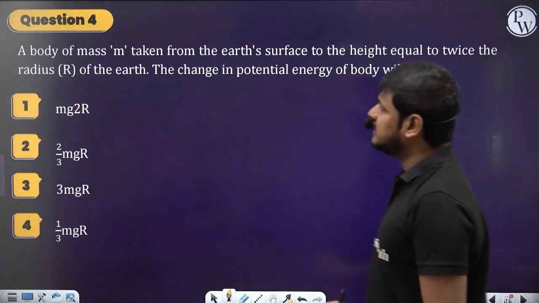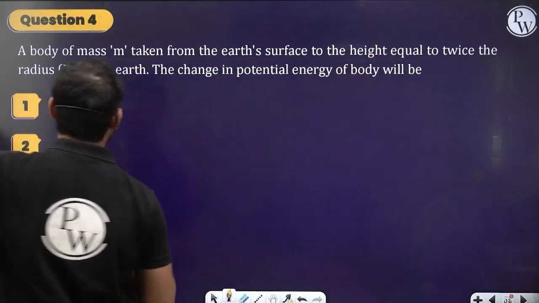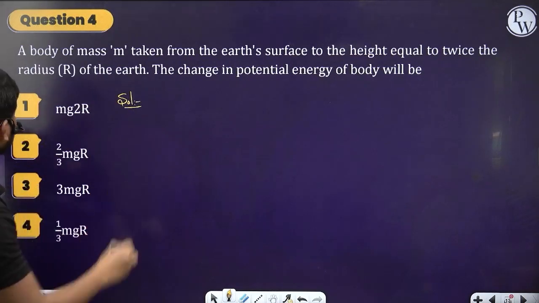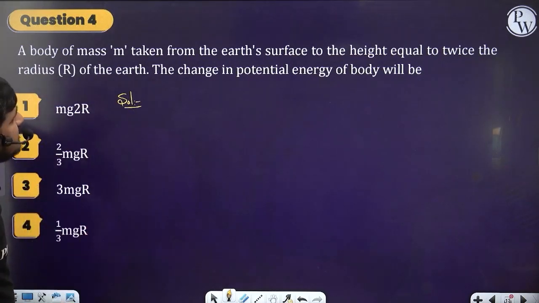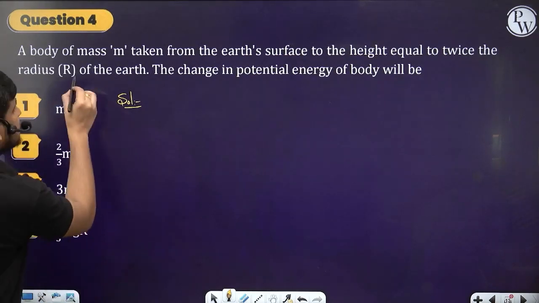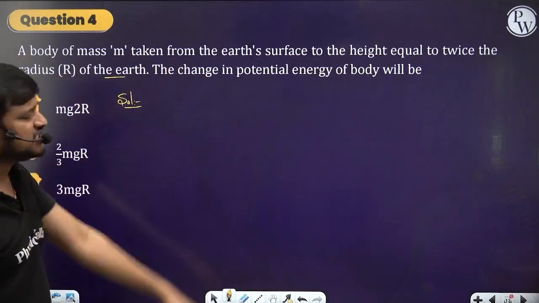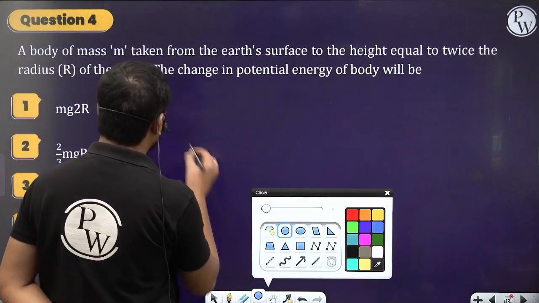Let's move to the next question. What does the question say? Read the question first. A body of mass m is taken from the earth's surface to a height equal to twice the radius of the earth. Twice the radius of the earth this time. Then the change in potential energy of the body. Same concept, you can write directly.